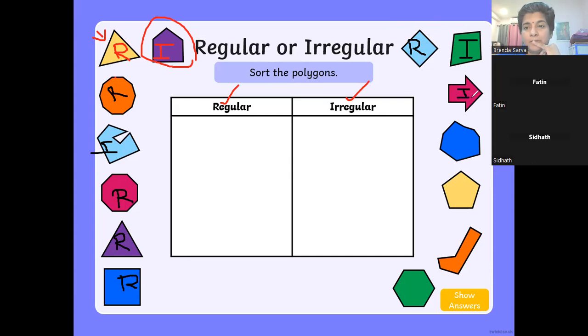And then how about this arrow, Siddharth? Irregular. I think you guys are doing fantastic. Fatin, this one? Irregular. And then the next shape here, Siddharth? Regular. And then this one, Fatin? Irregular. And the last one, Siddharth? Regular. Good job. So let's see our answers.